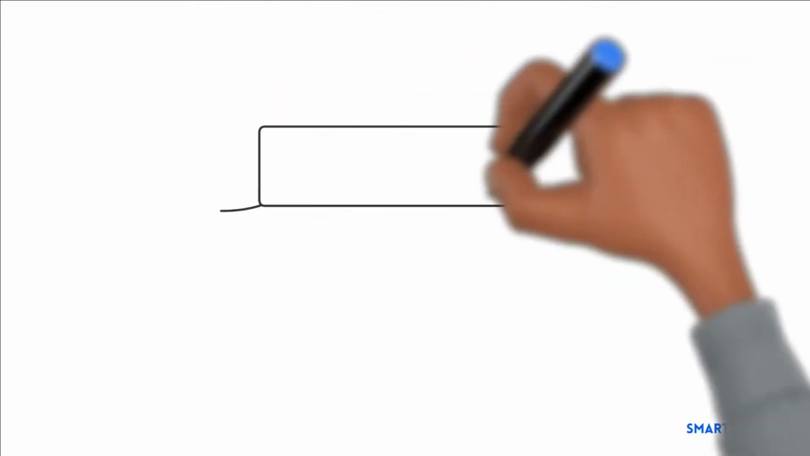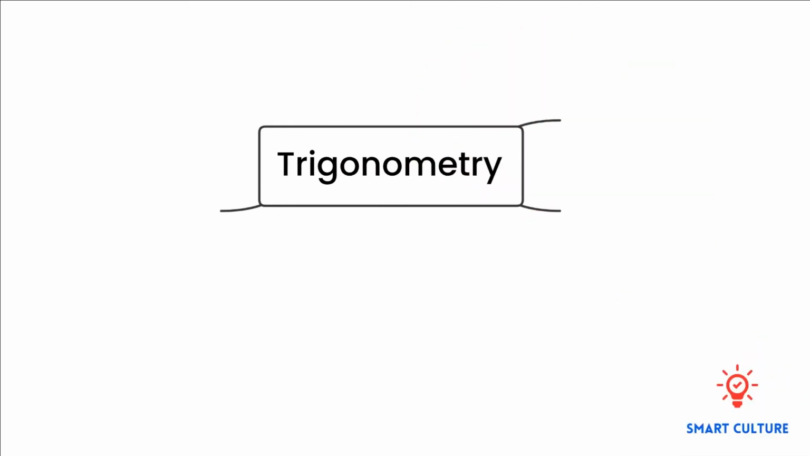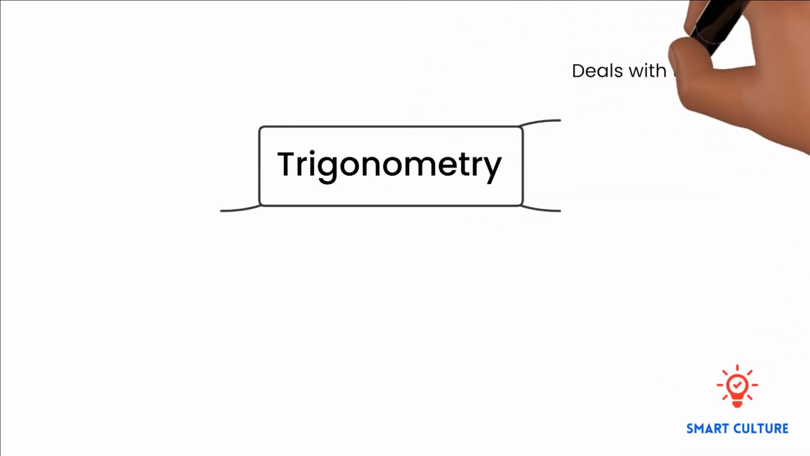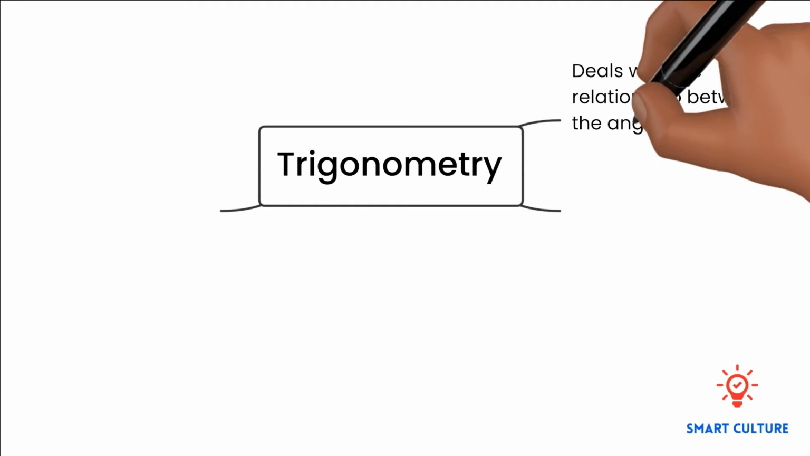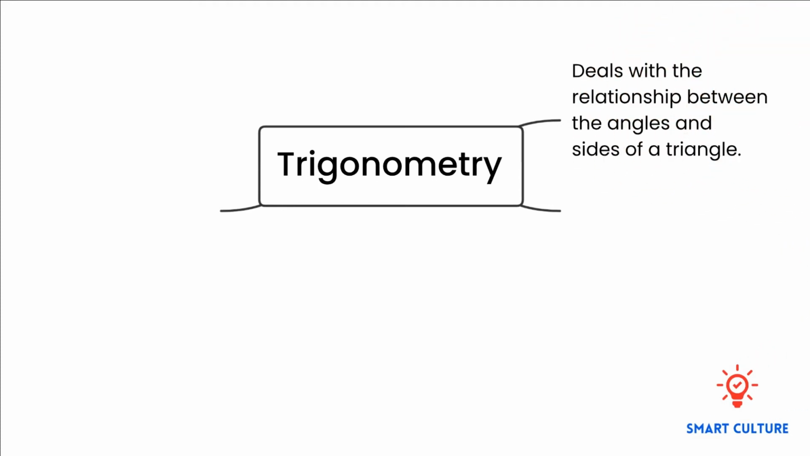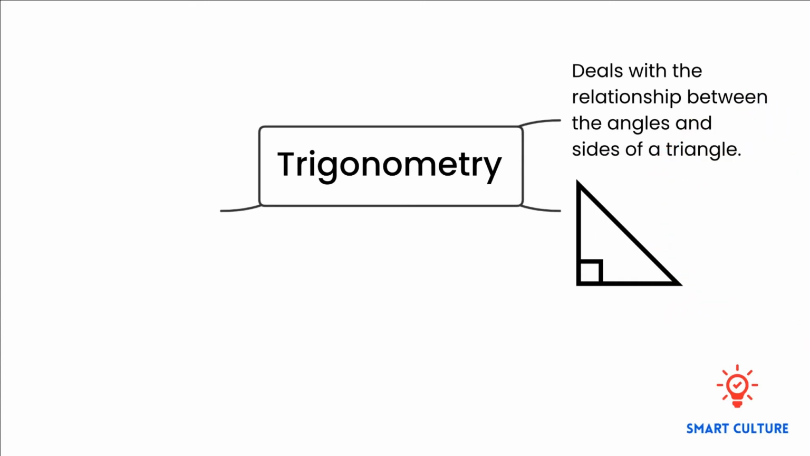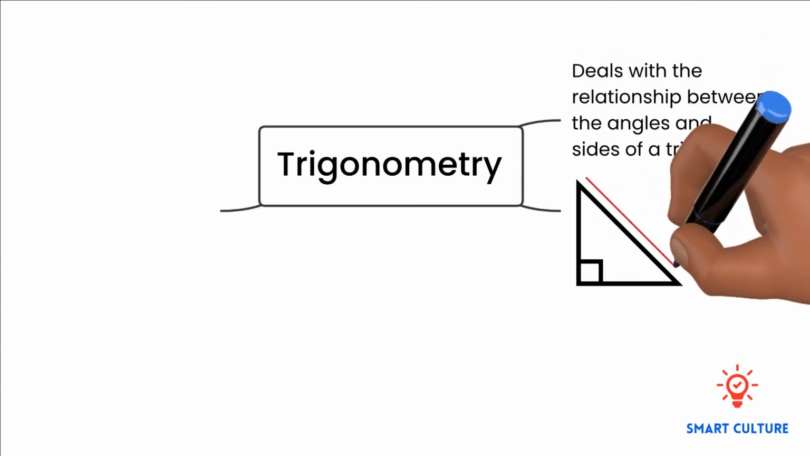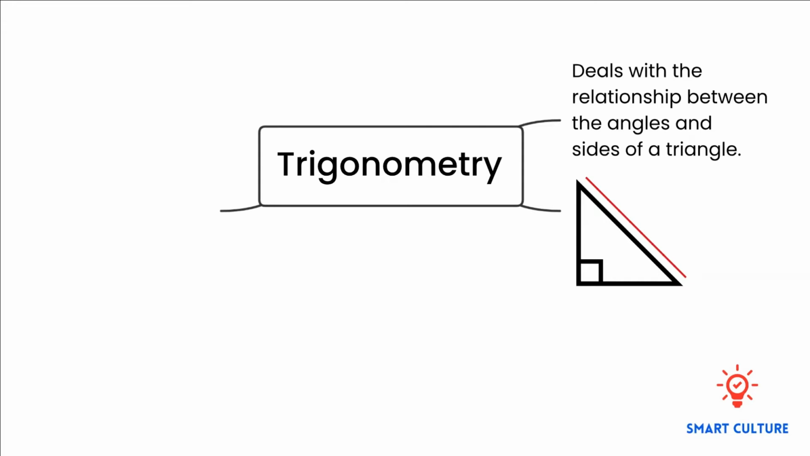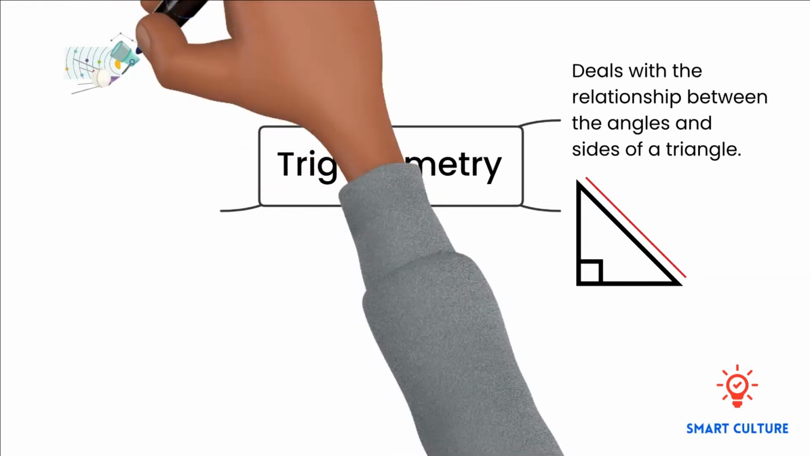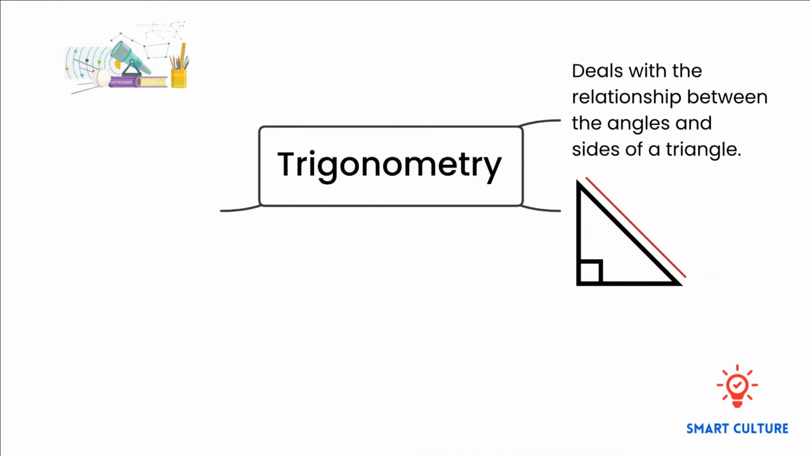This video will be all about trigonometry. Trigonometry deals with the relationship between the angles and sides of a triangle. In this video, we'll specifically look at trigonometric ratios in right-angle triangles, which basically forms the basis of trigonometry. Now, trigonometry is actually a very important topic in mathematics, and we can also use it in everyday life.